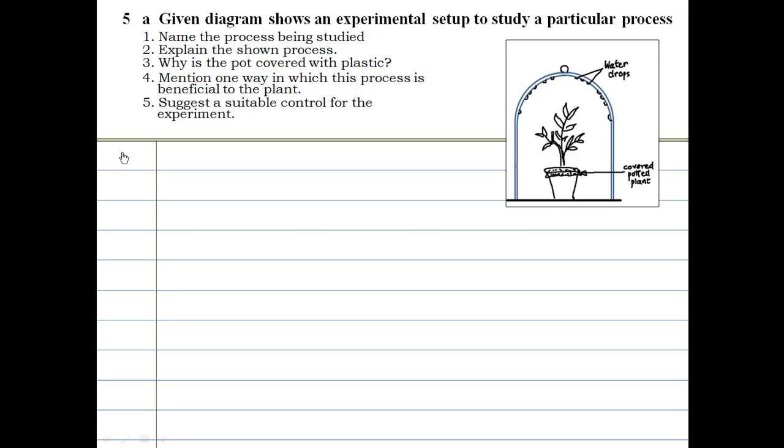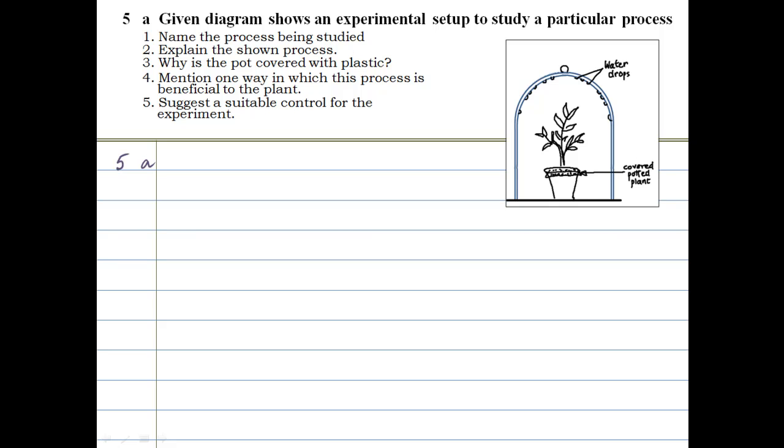Question 5 again is a diagram based question. It gives us an experimental setup to study a particular process. Don't read the rest of the question. Look at it. You've got a covered potted plant and you've got water drops. Immediately you should know we are testing transpiration, right? Let's look at the question.